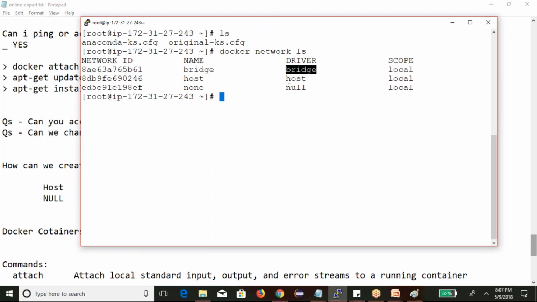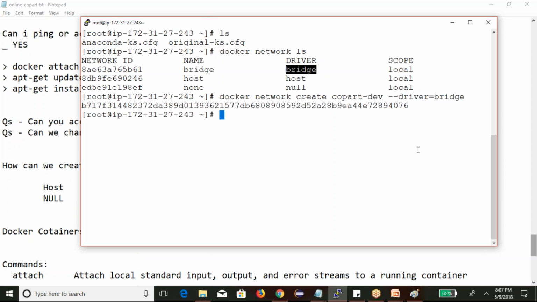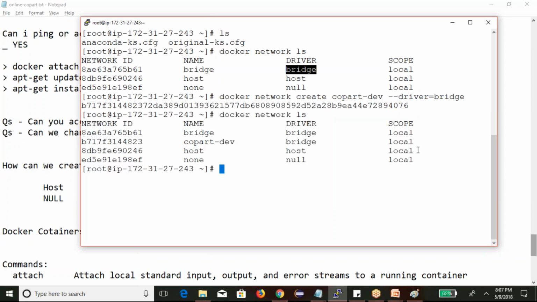I want to create my own bridge. How can you do that? Very simple. docker network create and the bridge name, Copart. I'm creating copart-dev. This is the bridge dedicated to Copart. And now --driver should be there. What is the driver name? It is equal to bridge. So here I just created another bridge.